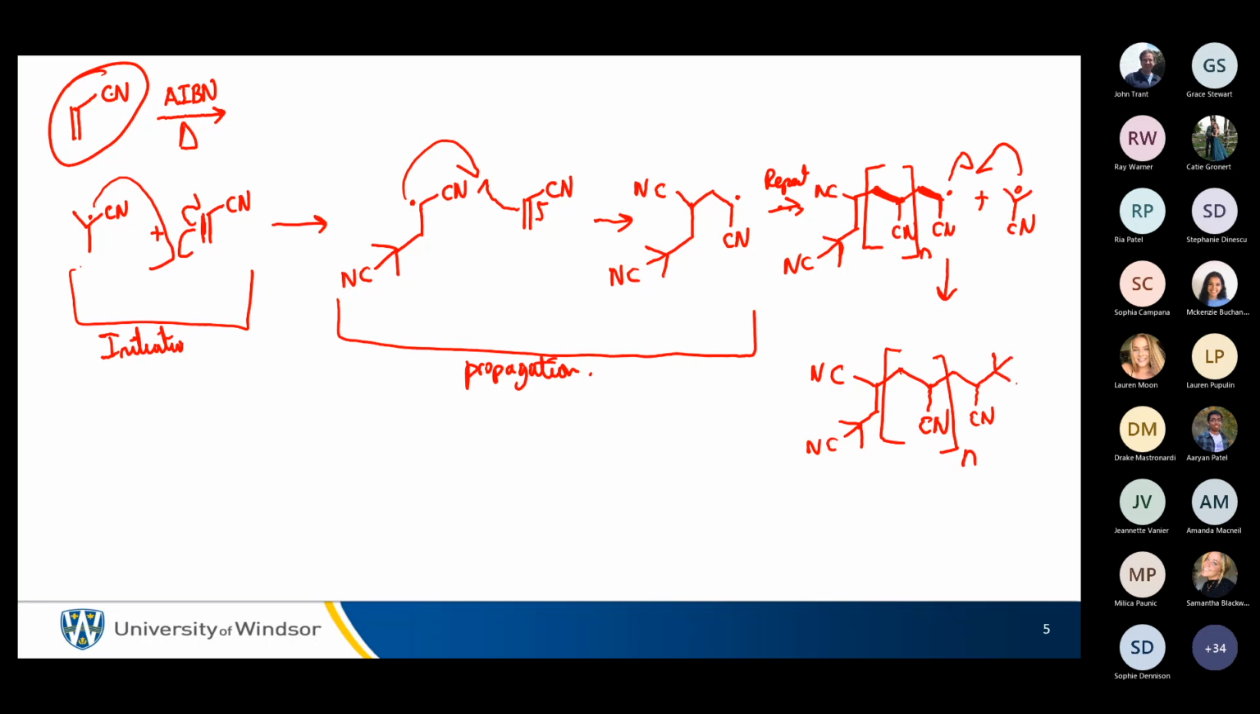There's no reason why I needed to leave this thing here out of the bracket. I could have put that in a bracket too. I just drew it outside the bracket to be a little bit clearer that it's the end group, but it would have been fine.